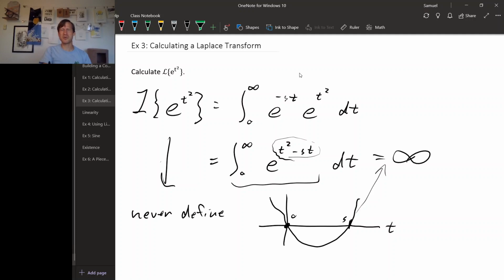So it was kind of a trick question here. The point of this example is that we really have to be careful about the kinds of functions that we take the Laplace transform of, because not every function has a Laplace transform.